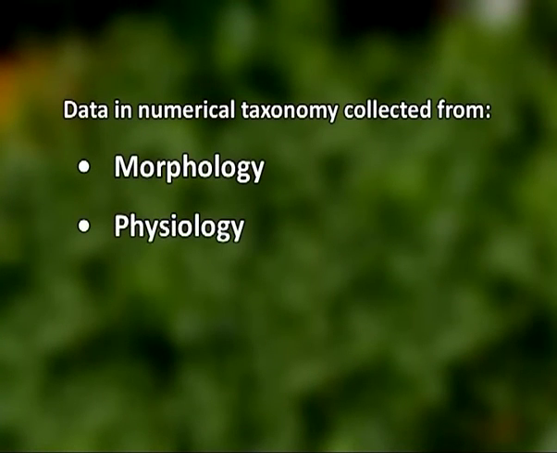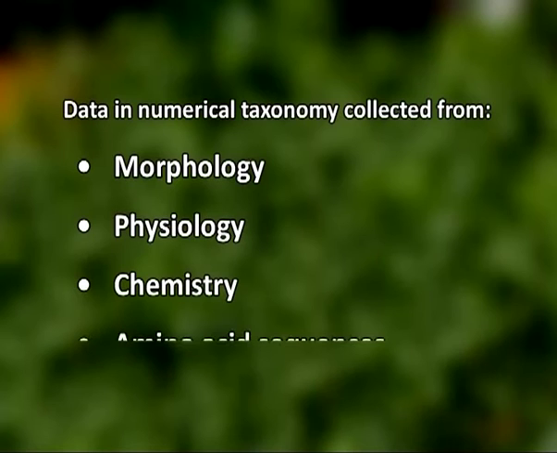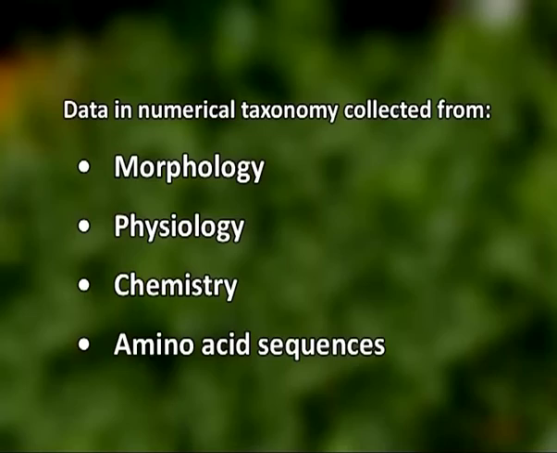It necessitates careful consideration of characters and states in their selection, coding and scaling, so there are no missing pieces of information. The data in numerical taxonomy are collected from more diverse sources such as morphology, physiology, chemistry, and amino acid sequences as compared to the conventional taxonomy. Numerical taxonomic work can be done by less skilled taxonomists.